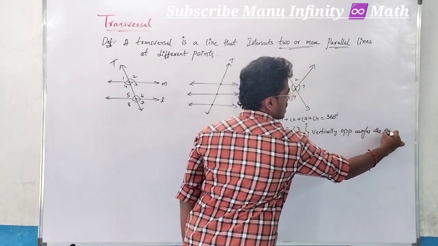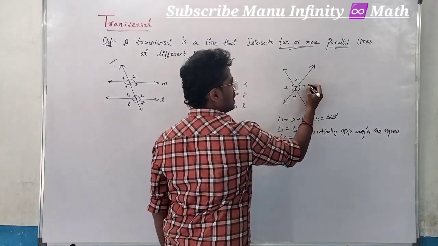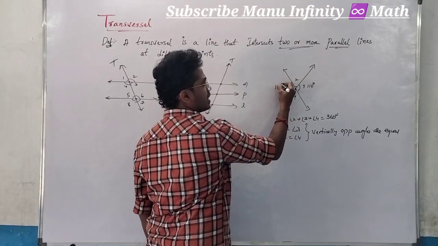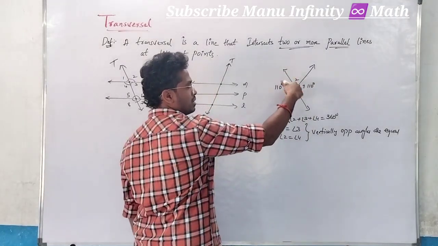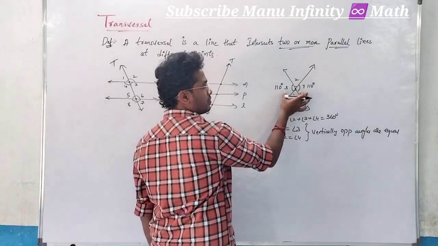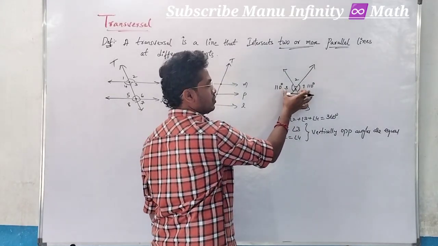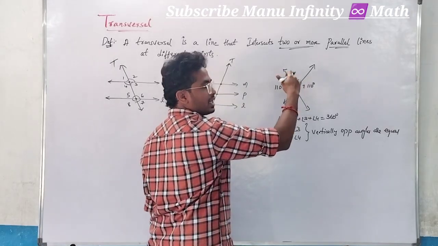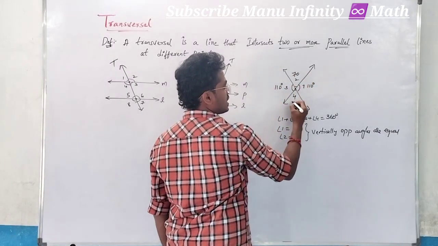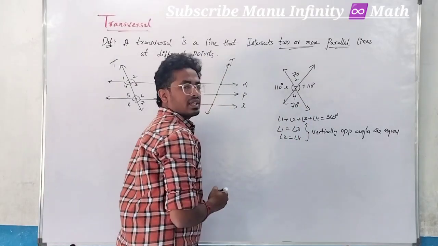Vertically opposite angles are equal. Suppose this is 110 degrees, this is also 110 degrees, right? Now tell me the other two angles. So total should be 360, right? Out of 360, 220 is completed. What about the remaining angles? 140. That means this should be 70 degrees and this should be 70 degrees, right?